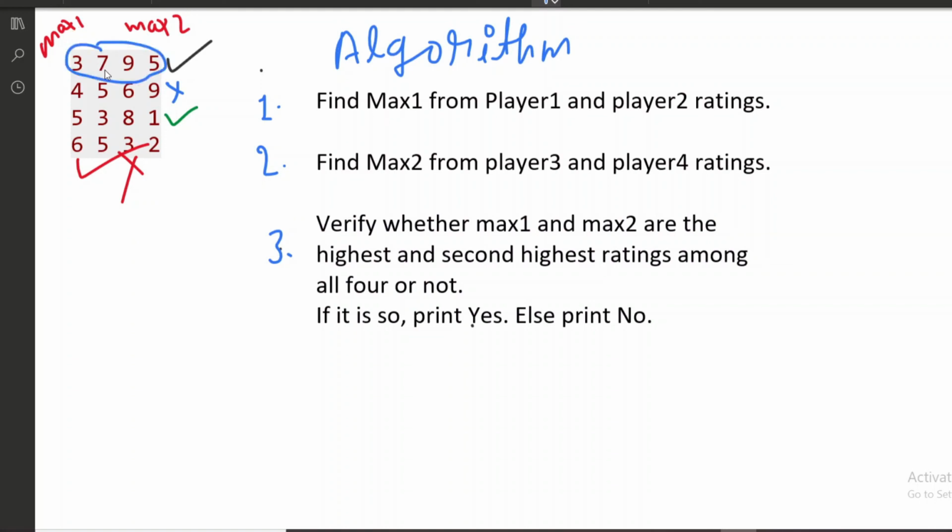You can take this input in an array and that will make things easy for you. You can create an array of size 4 and then you can proceed.